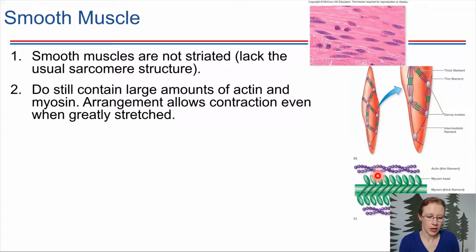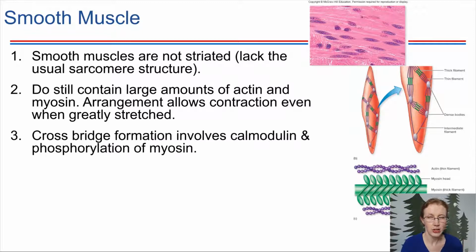But if instead we have this sort of network pattern, hey, it's all right if the cell is stretched in one direction, we've got actin and myosin connected in the other direction as well. They can still contract. So this network pattern allows contraction even when these cells are really stretched out and distended. So that's a very useful thing in the context of where smooth muscle is located.